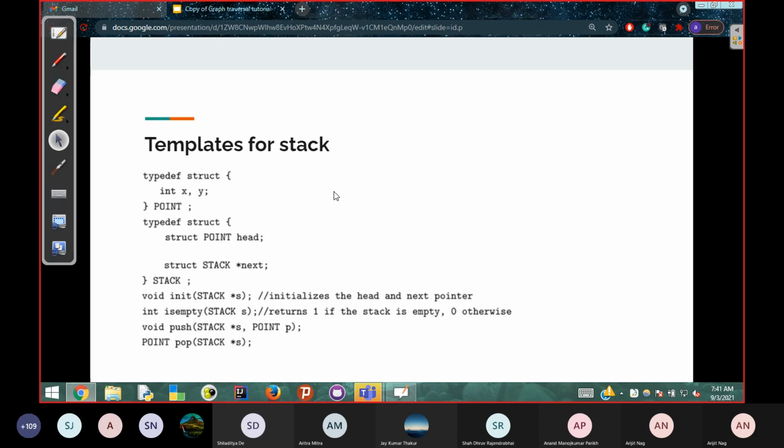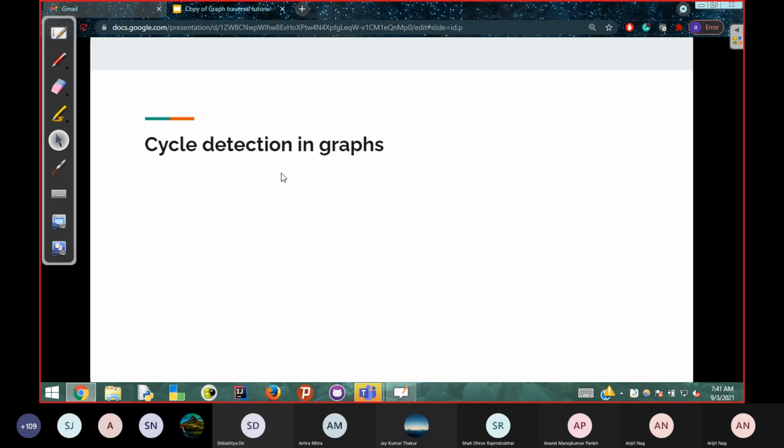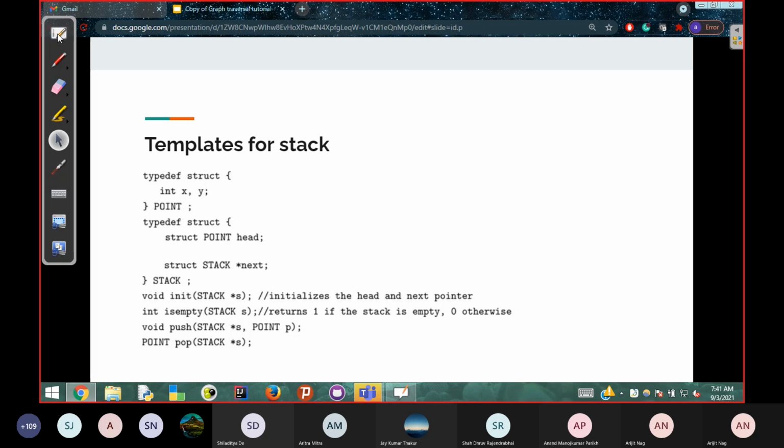Okay, so can I go on to the next topic? I think so. The next topic is not cycle detection. It is strongly connected components, but I don't have any PPT, so I will just draw it on the board.